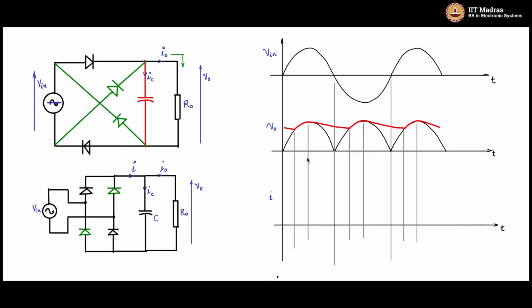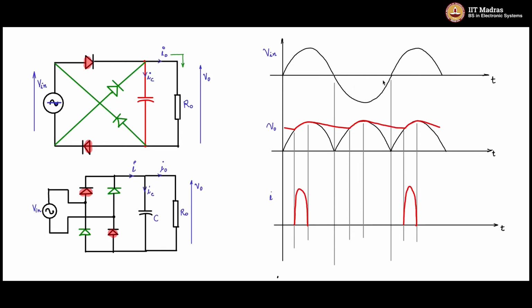So if you see, in the case of when the input voltage is positive, this diode and this diode conduct, or in this circuit this diode and this diode are conducting, and therefore the current flow through the diodes during this period is this, and there is one during this period. So this is for the positive half of the input wave.